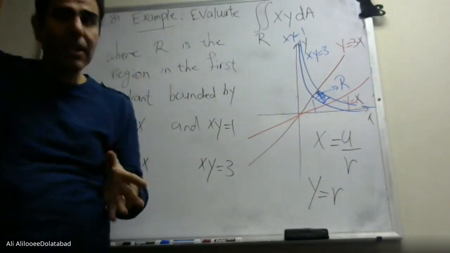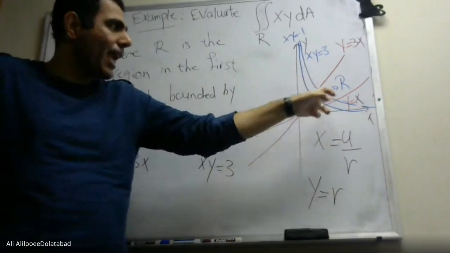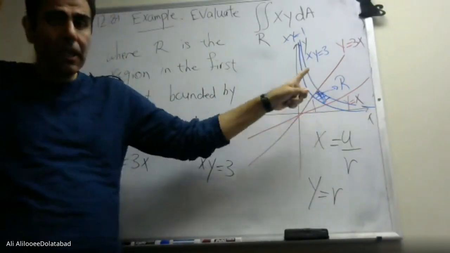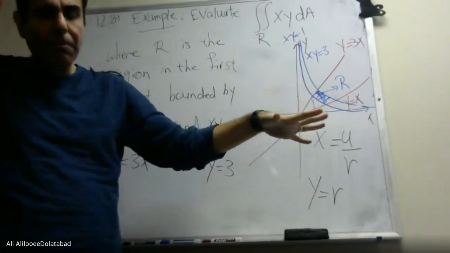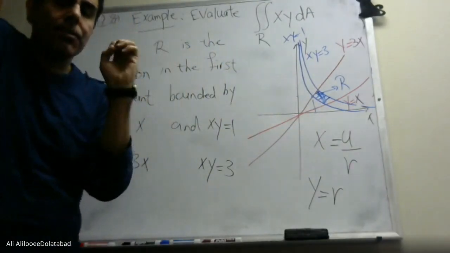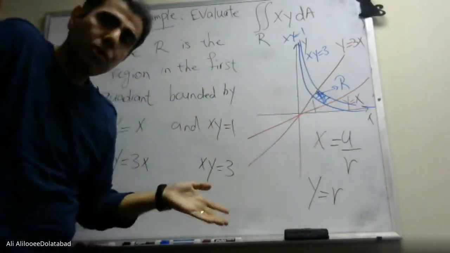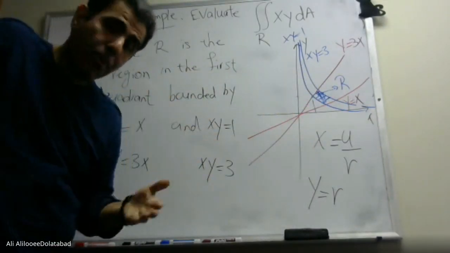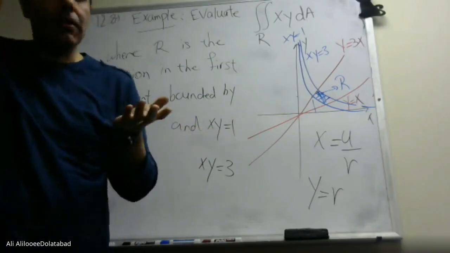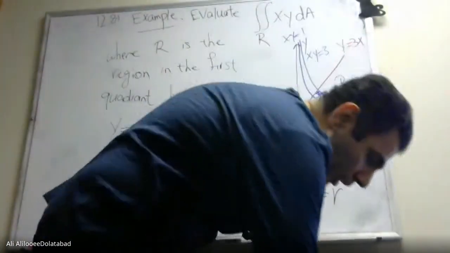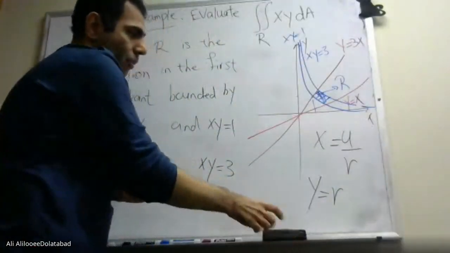But if you have a transformation which can convert curves, look at these blue curves, into lines, that transformation is good. But again, finding an appropriate transformation is sometimes not easy. For this one, actually, the transformation is given. I want to show you why this transformation is appropriate.